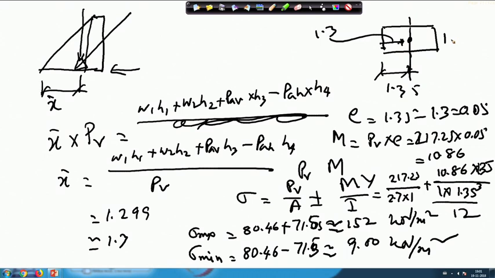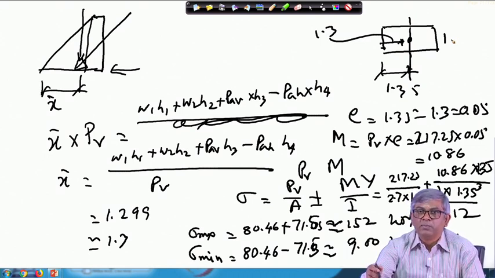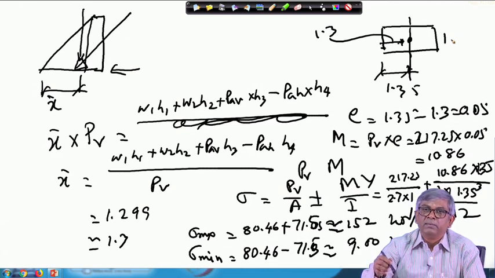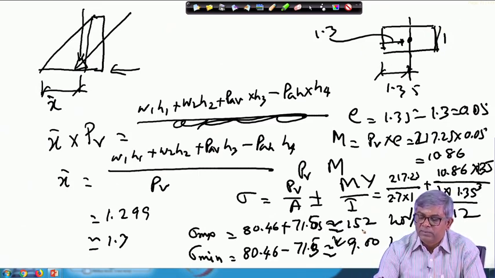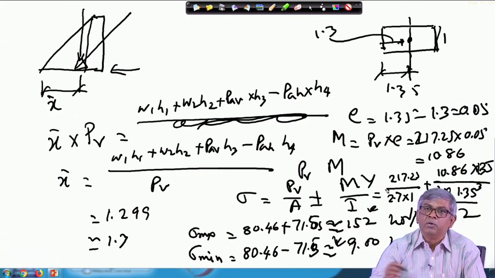From this distribution you can make sure that the eccentricity is very small, and eccentricity should not be greater than B by 6, and you can see it is less than that. We also want to make sure that there is no tension below the footing. You can see this is positive and this is also positive, so in between also it will be positive.